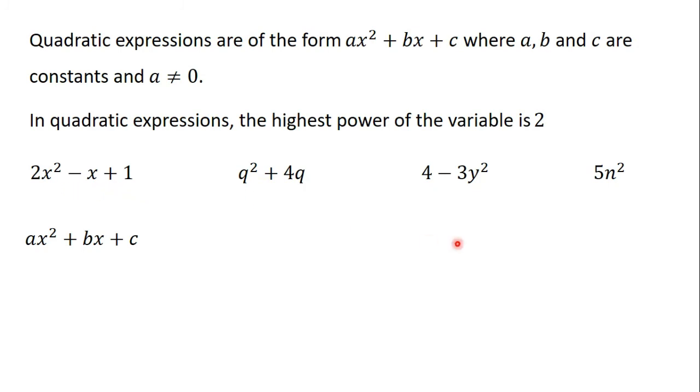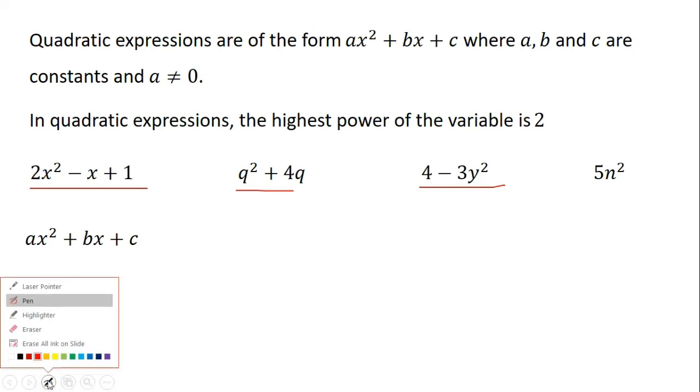If a quadratic expression has two terms, it is called a quadratic binomial. In the videos on algebra, we learned that a binomial is an expression with two terms. So if a quadratic expression has two terms, it is called a quadratic binomial. If it has three terms, it is called a quadratic trinomial. So in these examples, example 2 and example 3 are quadratic binomials, and example 1 is a quadratic trinomial.